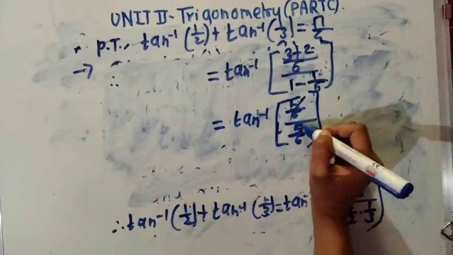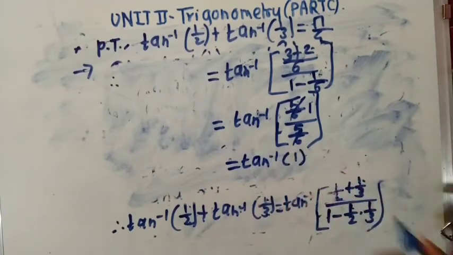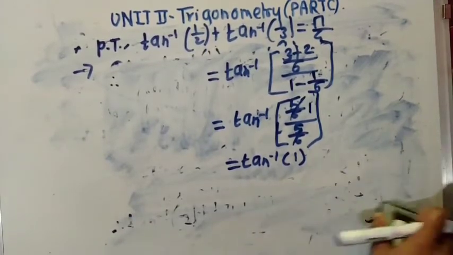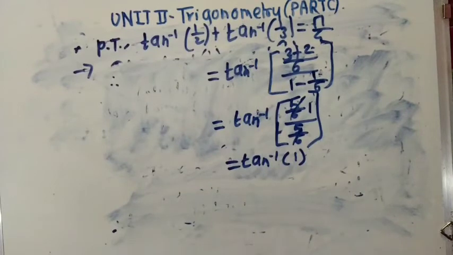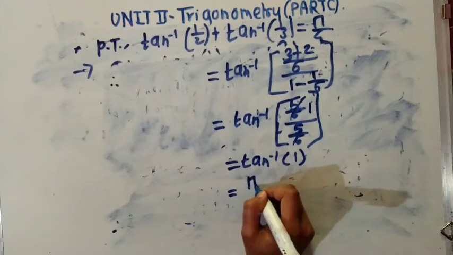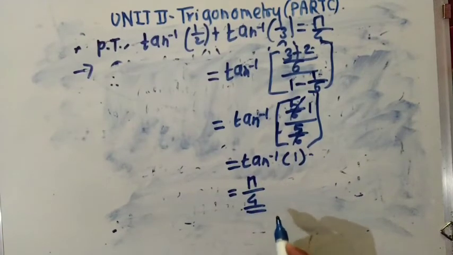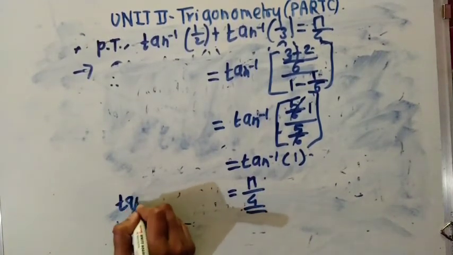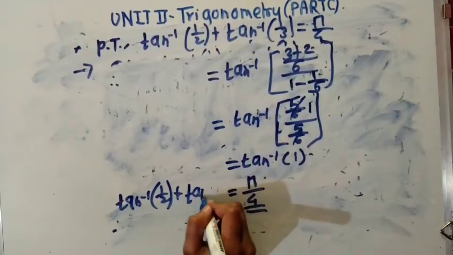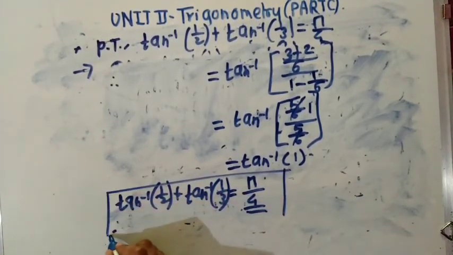So 5 upon 6 divided by 5 upon 6 is 1, but tan inverse of 1 means, which angle has tan value 1? Its angle is pi by 4, since tan inverse of 1 is 45 degrees. Hence tan inverse of 1 by 2 plus tan inverse of 1 by 3 is equal to pi by 4, hence this equation is proved.